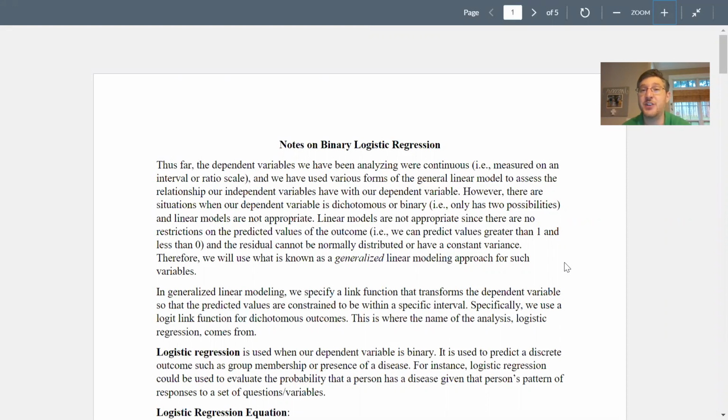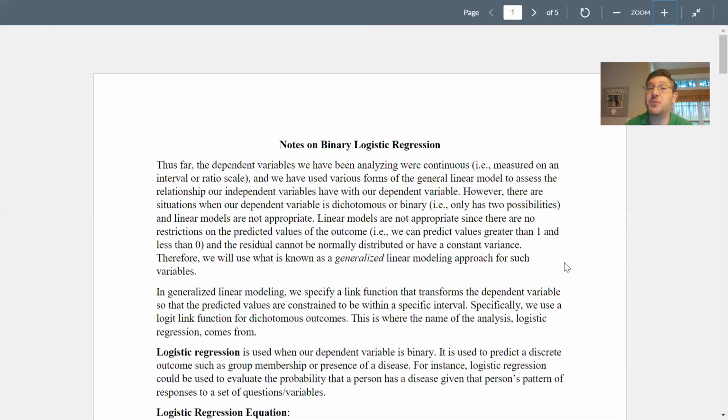In these cases, linear models really aren't appropriate. One reason is that for a linear model, there's no restriction on the range of the predicted values. So we can predict values greater than 1 or values less than 0, and that's not really ideal. If you remember from OLS regression, the general linear model made an assumption that the residuals were normally distributed with a constant variance. That's the homogeneity of variance or homoscedasticity in OLS regression. In a binary case, the residuals won't be normally distributed or have a constant variance.